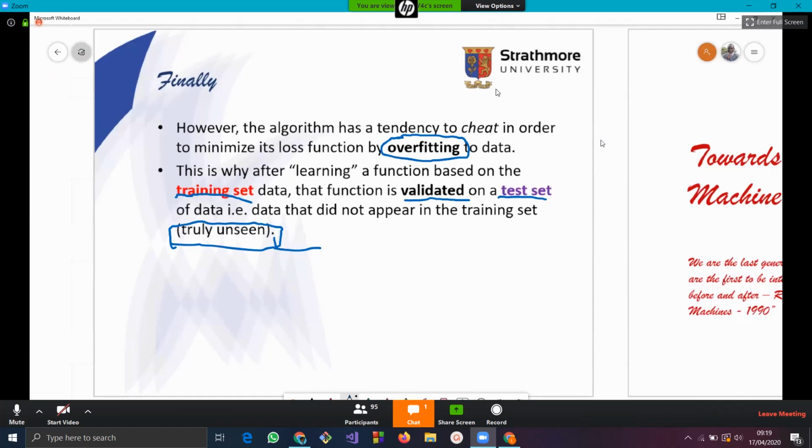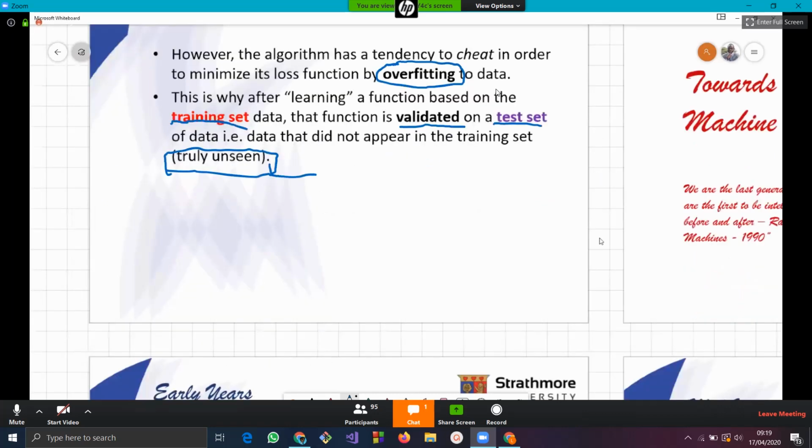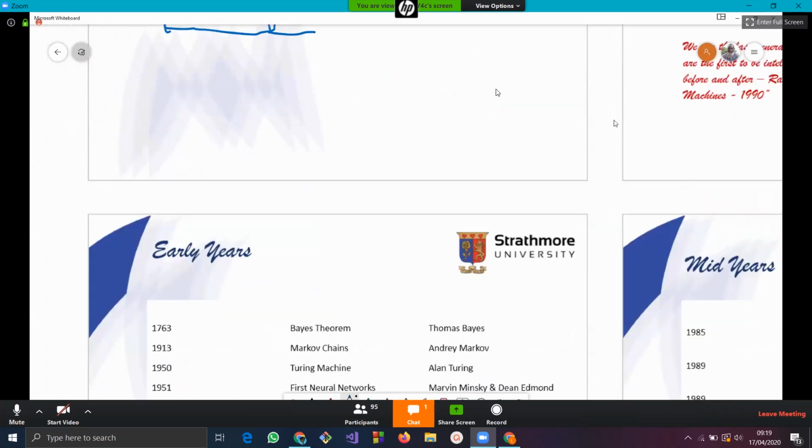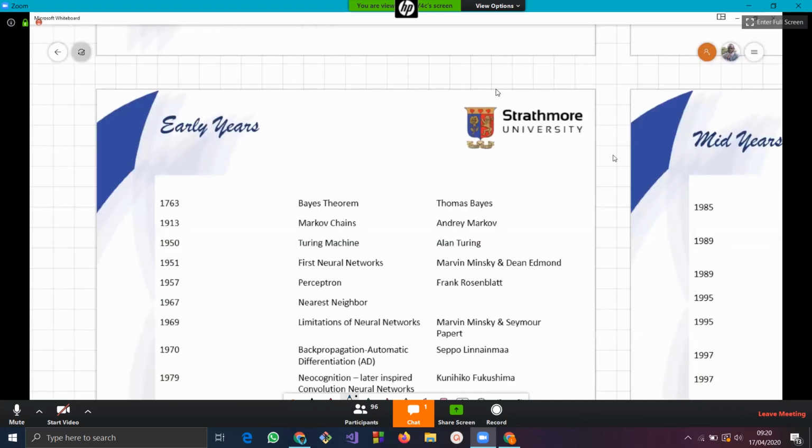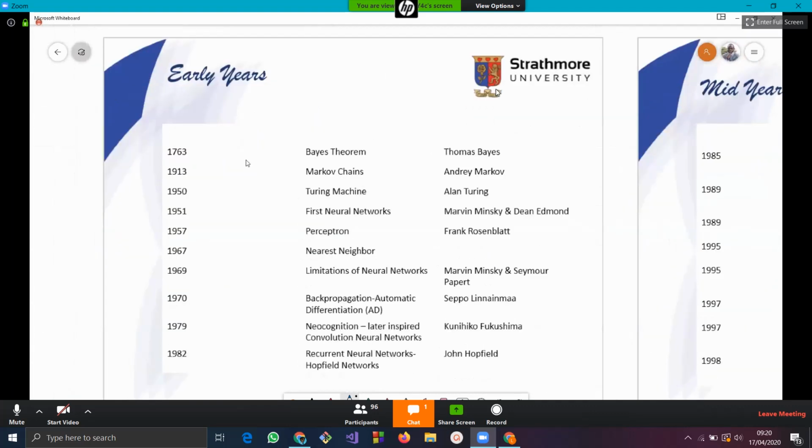How did we get to modern AI? Please go through this. There's a small table you have there. Yours is clearer than mine. And just see the major inventions towards modern day AI. This is very important.